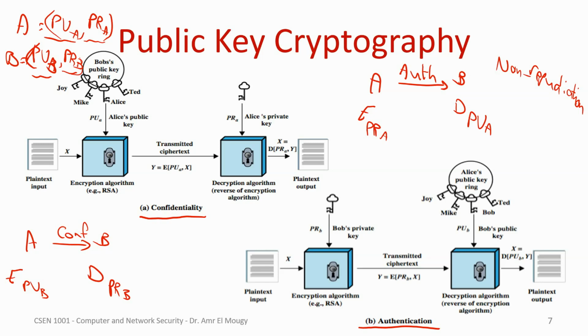And so in symmetric cryptography, the receiver can generate a message and claim that it came from the sender because the sender also has the key. Whereas in public key cryptography, only Alice has the private key. So if she encrypts with the private key, she must have been the one who generated the message. Okay, so this is how we achieve the objective of non-repudiation.